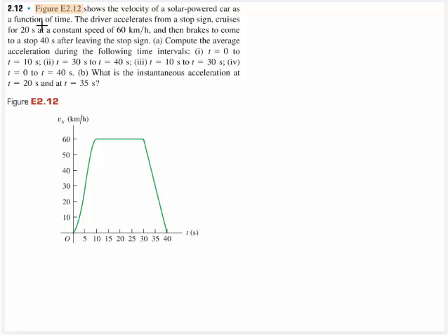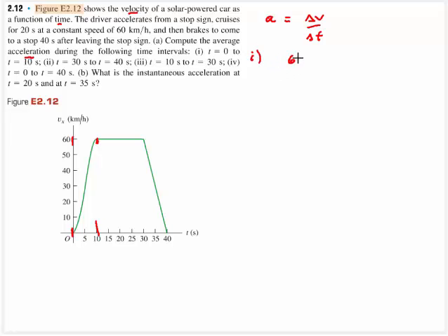Now, problem number 12. What we're given is the velocity versus time for a race car, and we're looking for the average acceleration during some time intervals, starting with 0 to 10 seconds. So what is the average acceleration in that time interval I've outlined in red? We know that the basic definition of acceleration is the change in velocity over some change in time. Let's take a look at part 1, from 0 to 10 seconds.